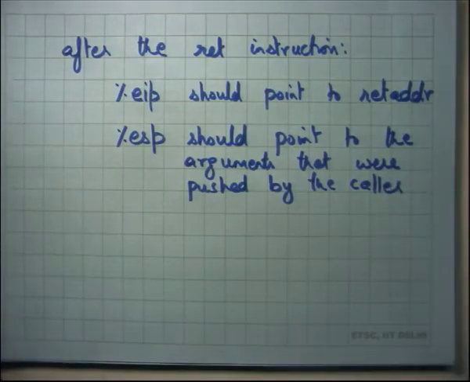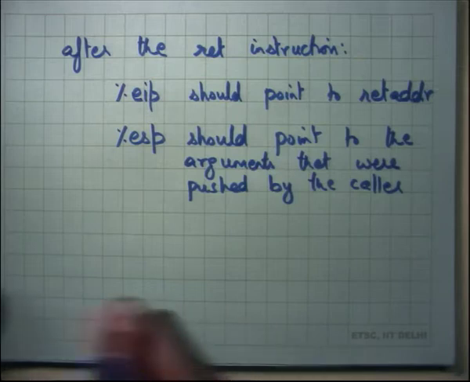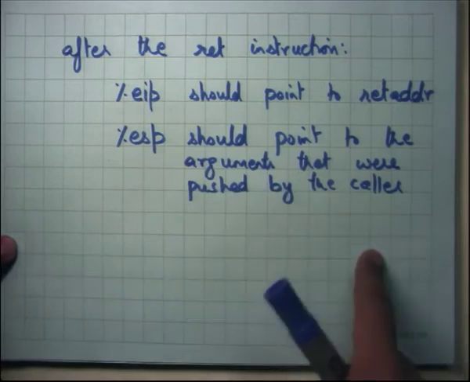All the arguments, right? So at function return, the stack should be exactly as the caller left it before calling the function. So I'm basically specifying a contract between the caller and the callee. There's a caller which is calling the function and the callee which is being called, and there's a contract between them, and that's what I'm specifying here. ESP should point to the arguments that were pushed by the caller.